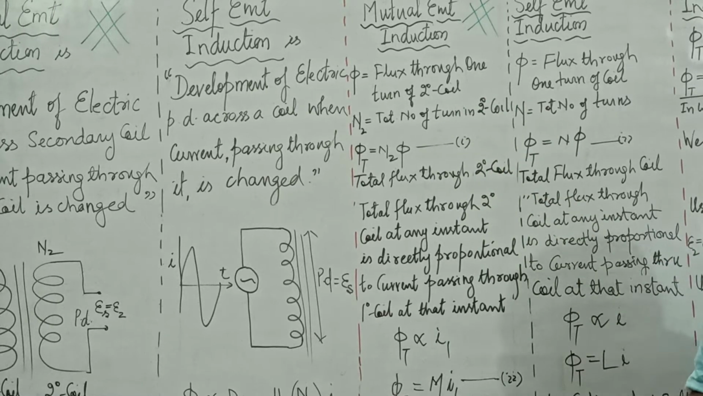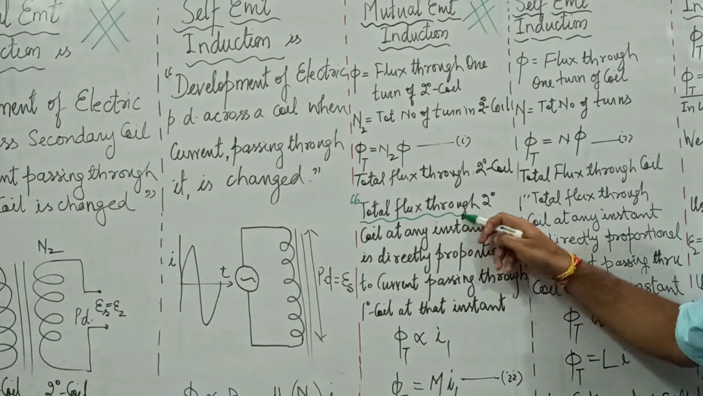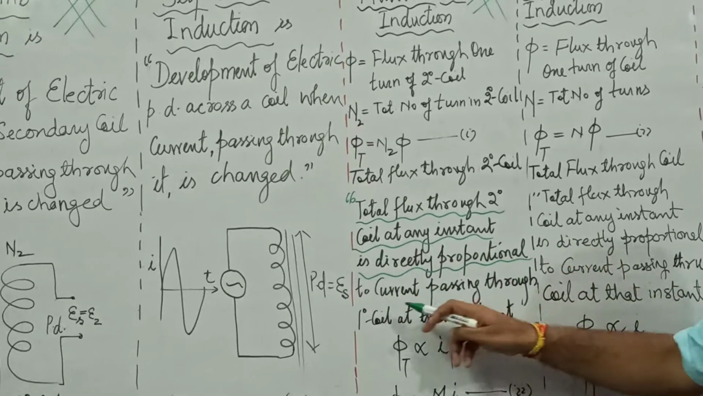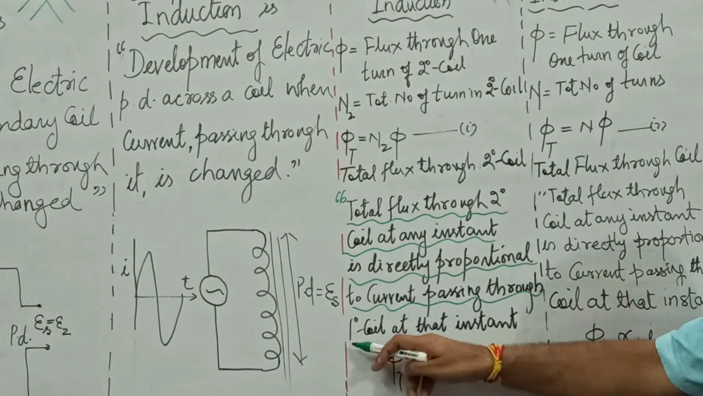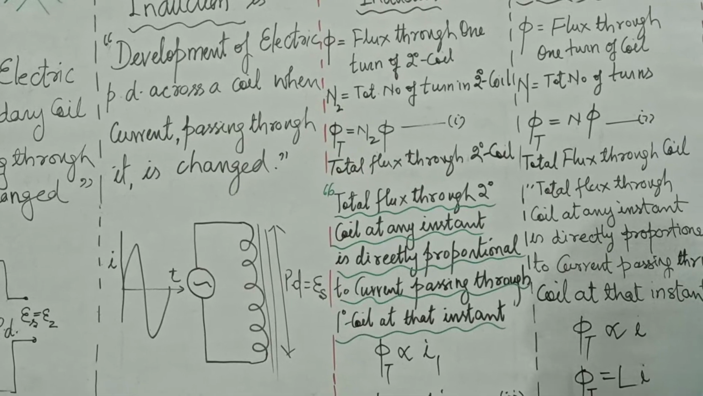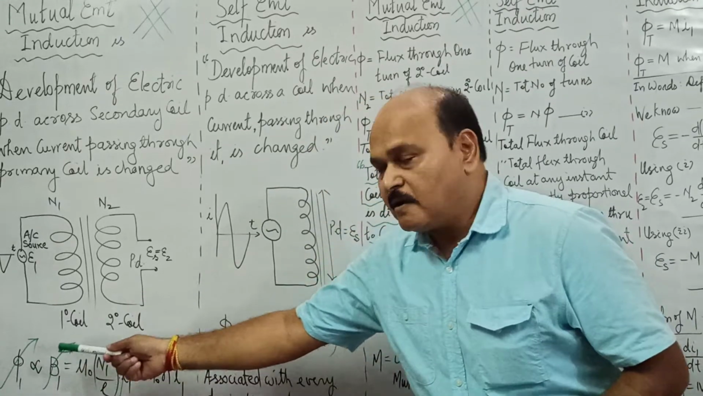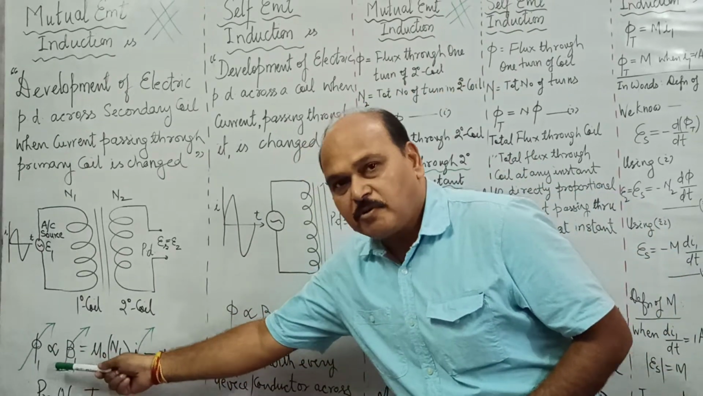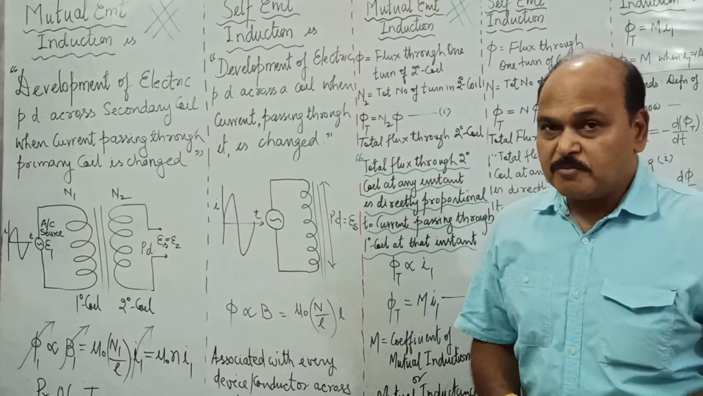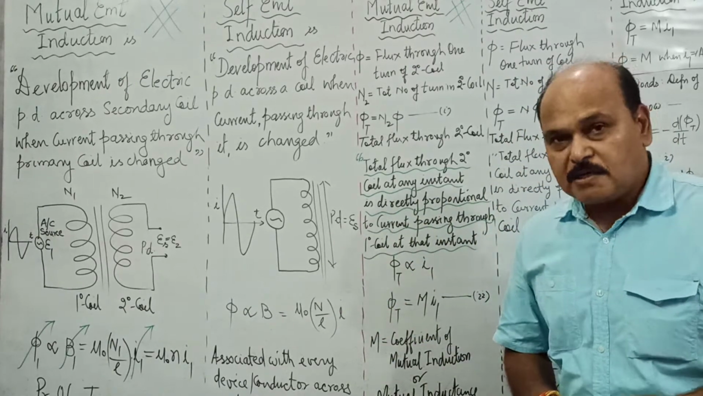Now, total flux passing through the secondary coil at any instant is directly proportional to the current passing through the coil at that instant. This is a very important statement. You can see here this current. If greater is the value of current, the flux is going to be greater. If the value of flux is small, the current is going to be small. If the value of current is going to be zero, the flux produced by the primary coil is going to be zero. Whatever is the flux produced by the primary coil, the whole flux passes through the secondary coil also.